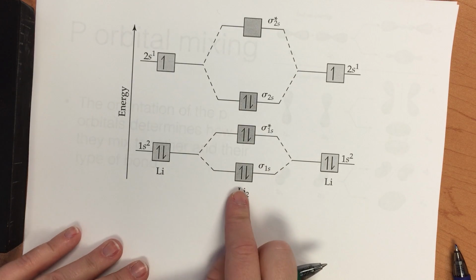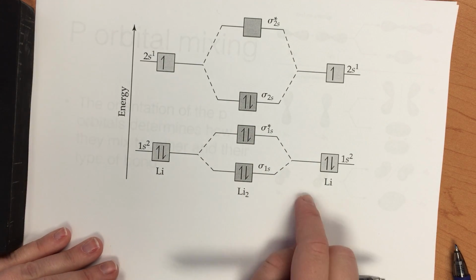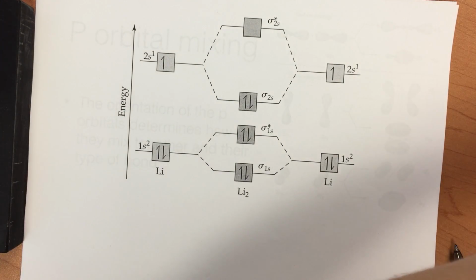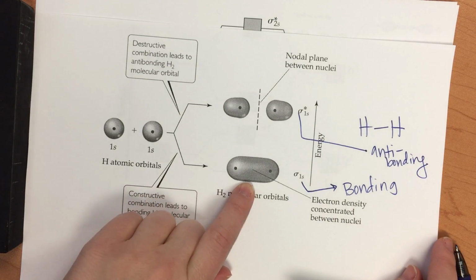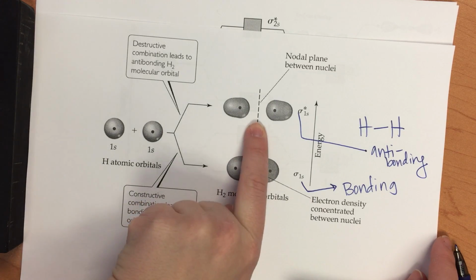So we can create this. So thus far, we've only talked about s orbital overlap. If we were to look back just to remind ourselves, this is what we see. We see positive overlap and negative overlap. We just have bonding and anti-bonding.